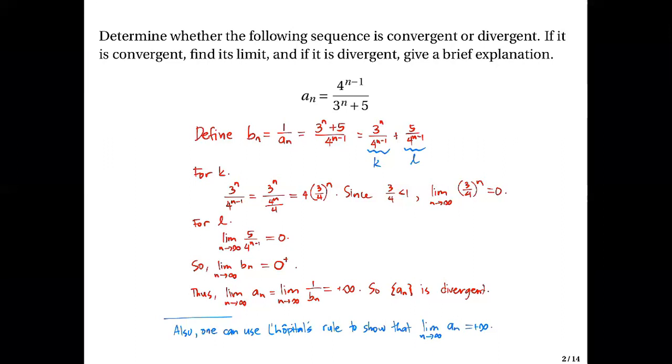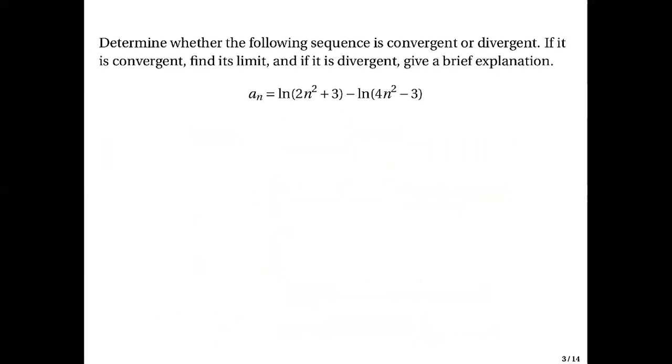For second problem, our sequence is ln of 2n squared plus 3 minus ln of 4n squared minus 3. So for this guy, let us just rewrite a sub n as a single logarithm. So this is just the logarithm of 2n squared plus 3 divided by 4n squared minus 3. And now we can find the limit.